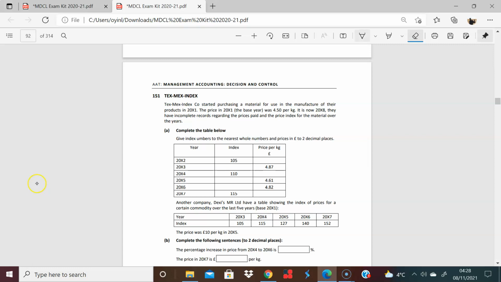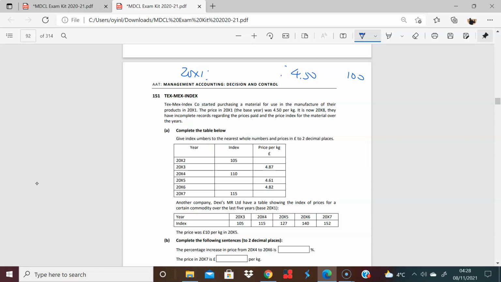Okay, let's work through these step by step. It says that you start this business and the price in 2001 is £4.50. That's the base, and that's at the base of 100. I'm just going to work through it, and I'll drop each one as I come through.